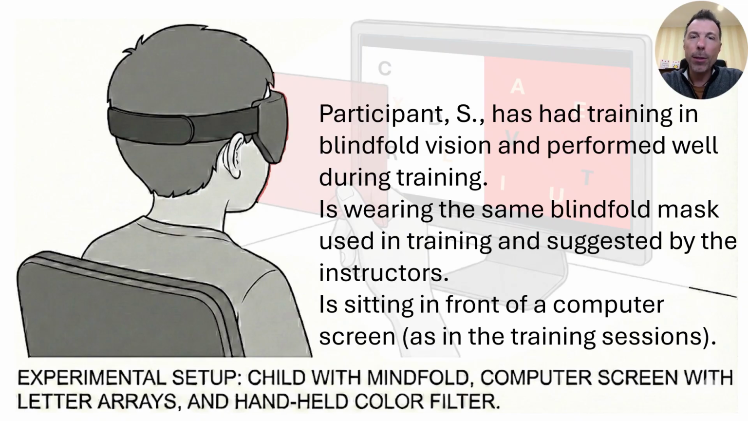Now, during the experiment, the child will be wearing the very same blindfold mask used in training, which was the mask suggested by the instructors. Now, as shown here, the child is sitting in front of a computer, which is also the same setting in which he learned this technique, so it is a familiar situation for him in terms of blindfold vision.